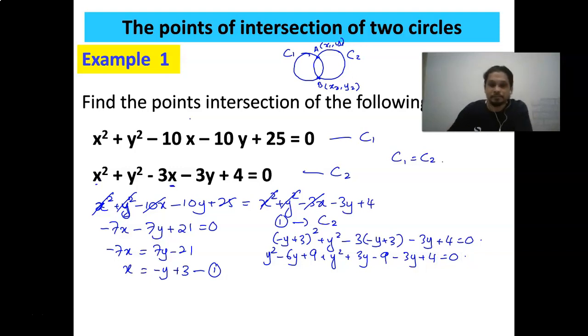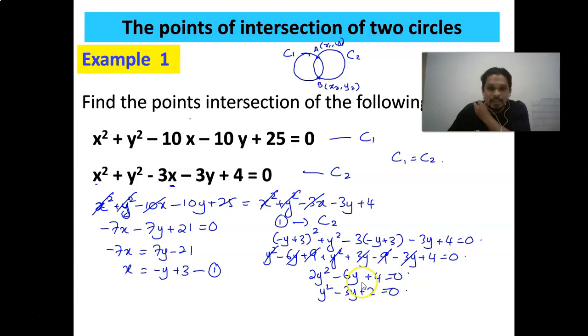So next, y squared plus y squared is 2y squared, negative 6y plus 3y minus 3y is negative 6y. Then 9 minus 9 equals 0, and then we get 4 here. So divide everything by 2 and we come up with y squared minus 3y plus 2 equals 0.